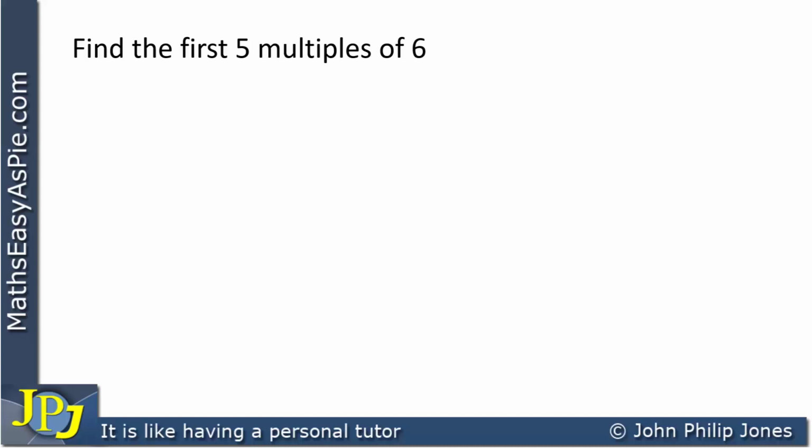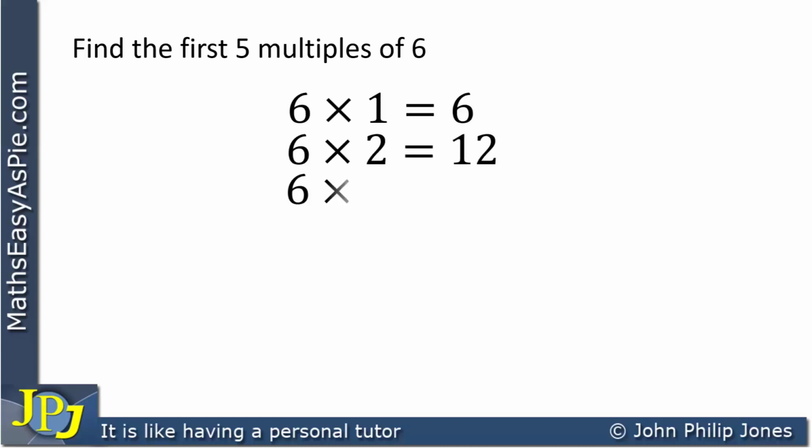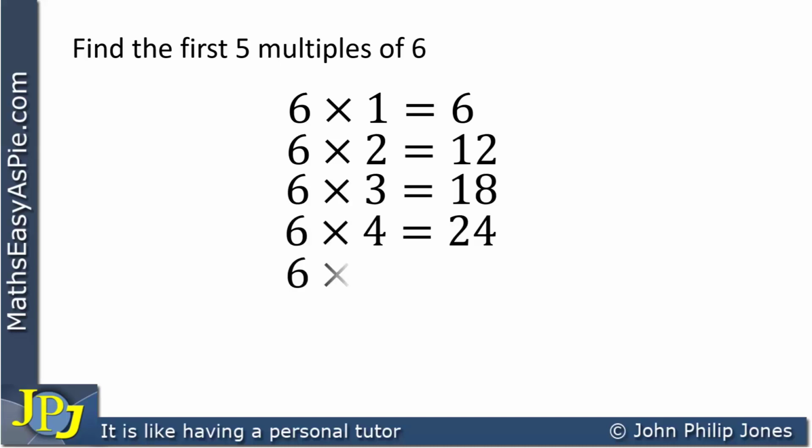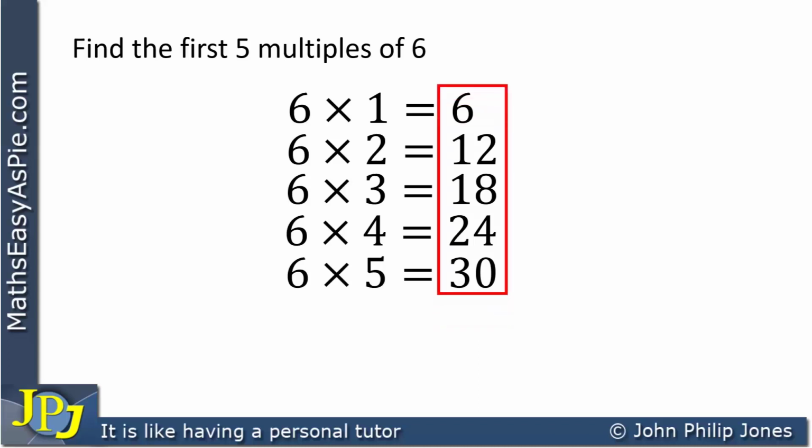So we can write out 6 times 1 is 6. 6 times 2 is 12. 6 times 3 is 18. 6 times 4 is 24. 6 times 5 is 30. And what we can see here is we have the first 5 multiples, because there's 5 numbers in that list. So they are the first 5 multiples of 6.